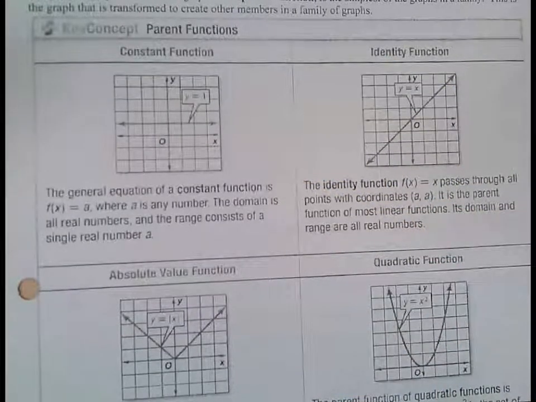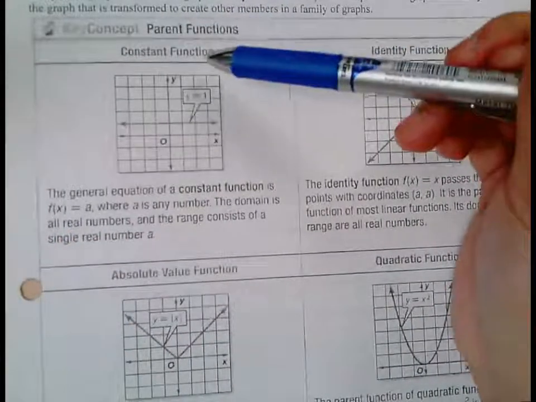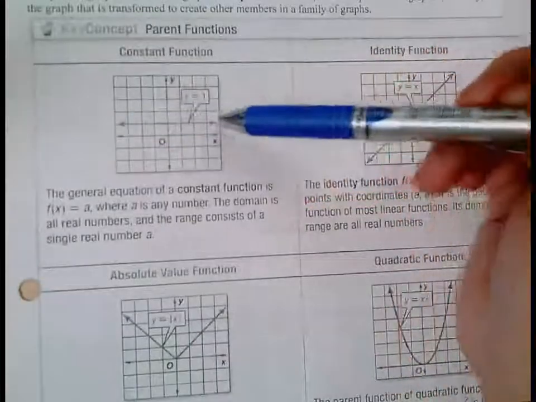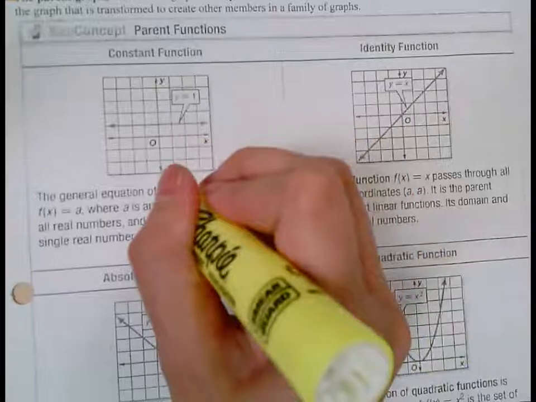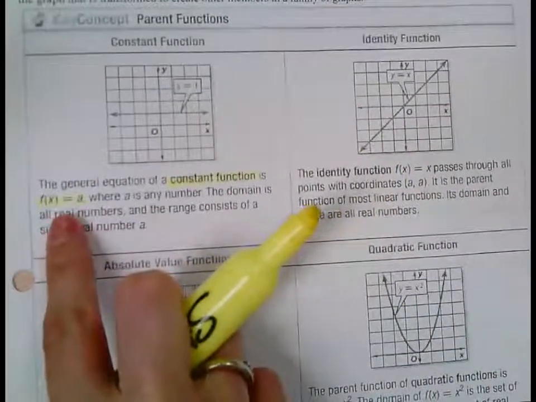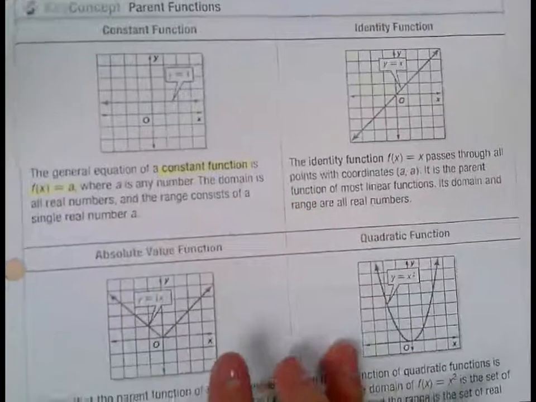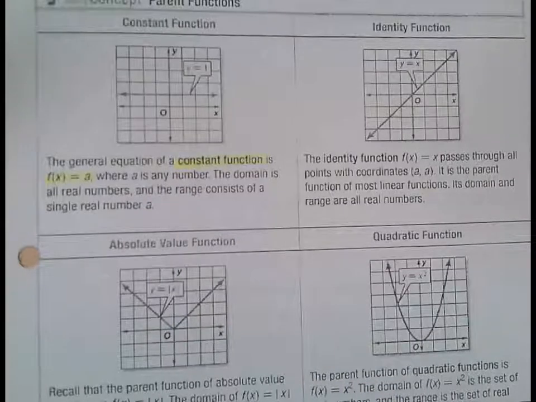So one type of family we're talking about is linear, and that's kind of broken into 2. So we have constant functions, which are all horizontal lines. So the general equation of a constant function is f of x equals a. And remember, f of x is just y. So y equals a, where a is any number. It does give the domain and the range. Domain would be all real numbers. Range consists of a single real number a, because that horizontal line is only at one y value. But that would be the family of constant functions.